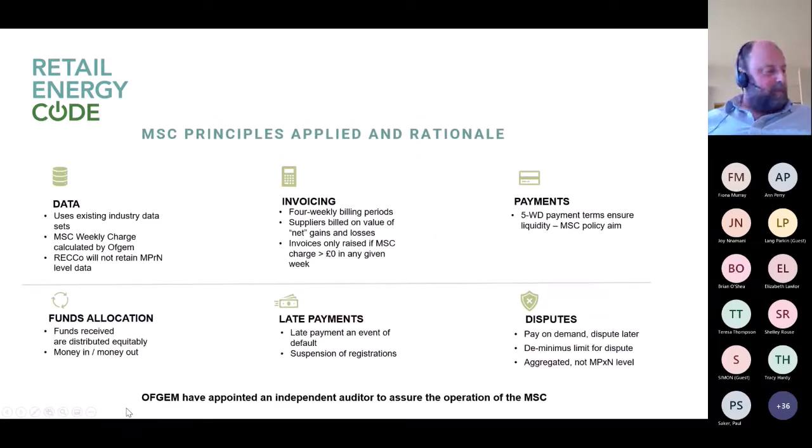So in terms of the principles we've gone through, I guess these are the ones which might trigger some questions as to why we have put together R34 in the way we have, and the scheme in the way we have.